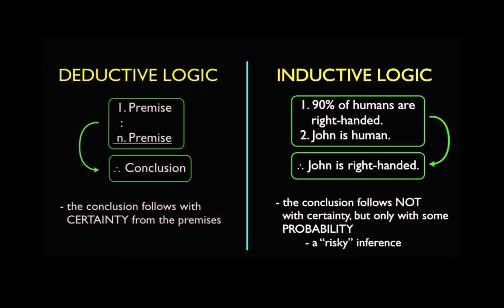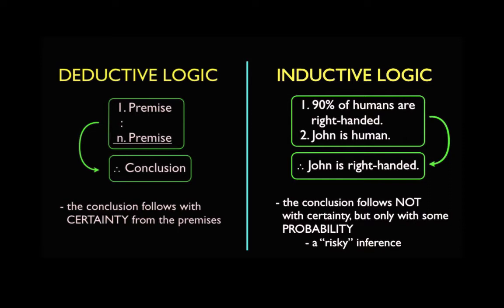Again, contrasting the two here, in deductive logic, the conclusion follows with certainty from the premises, whereas with inductive logic, the conclusion follows not with certainty, but only with some probability. These are called risky inferences, but that's okay. We need these because we want to be able to talk about the future. We want to be able to make generalizations that aren't necessarily true, but very useful in guiding our behavior and judgments. Look at the inductive logic argument.